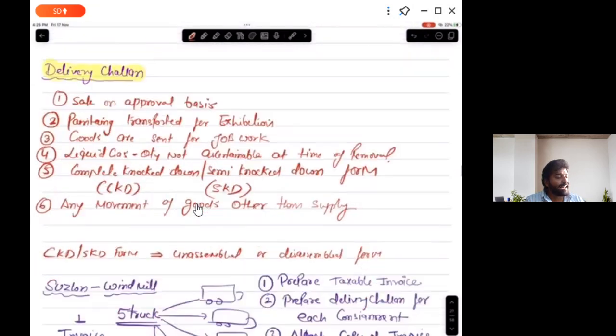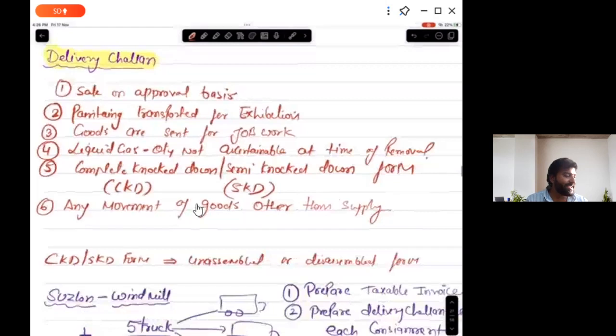What is the next document? Next document is called delivery challan. This is again a very interesting document. You know what this document is for?